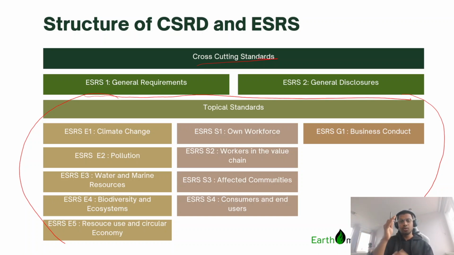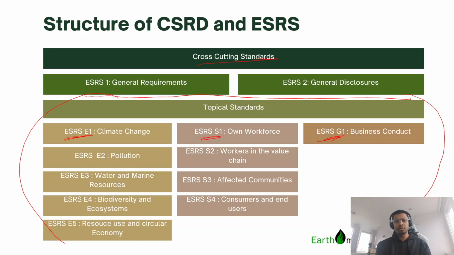Whereas for the topical standards, you have ESG: E stands for environment, S for social, and G for governance. For each topic, you have subtopics. For E, we call it ESRS E1. That's the code which is very important to consider, and ESRS S1 comes under social, and ESRS G1 comes under governance. For instance, ESRS E1 is climate change, ESRS E2 is pollution, ESRS E3 is water and marine resources, E4 is biodiversity and ecosystems, E5 is resource use and circular economy.